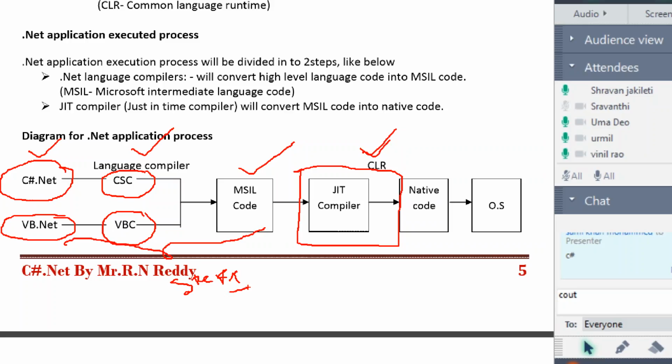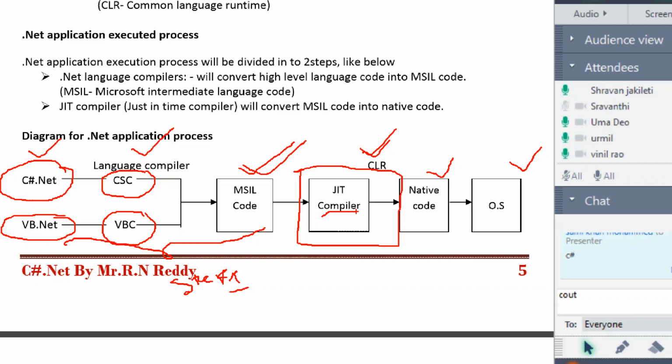Step two is, what is step two? Your operating system, at the next level in our machine, can understand only native code. Native code, other names are machine code, byte code, we can call it zeros and ones. Your OS can understand only native code or machine code or byte code. But here it is MSIL code. MSIL code cannot be understood by the operating system. Due to that reason, within the CLR, they have included one more compiler. That compiler name is JIT.